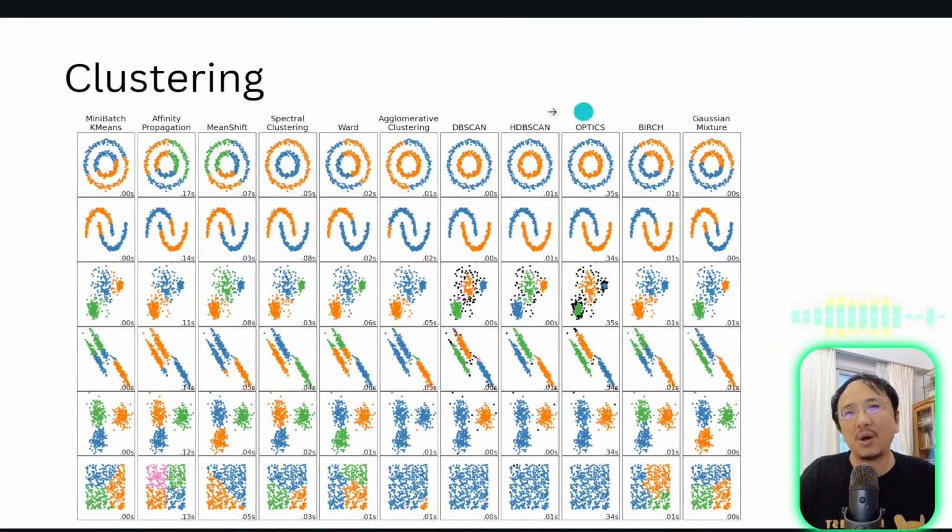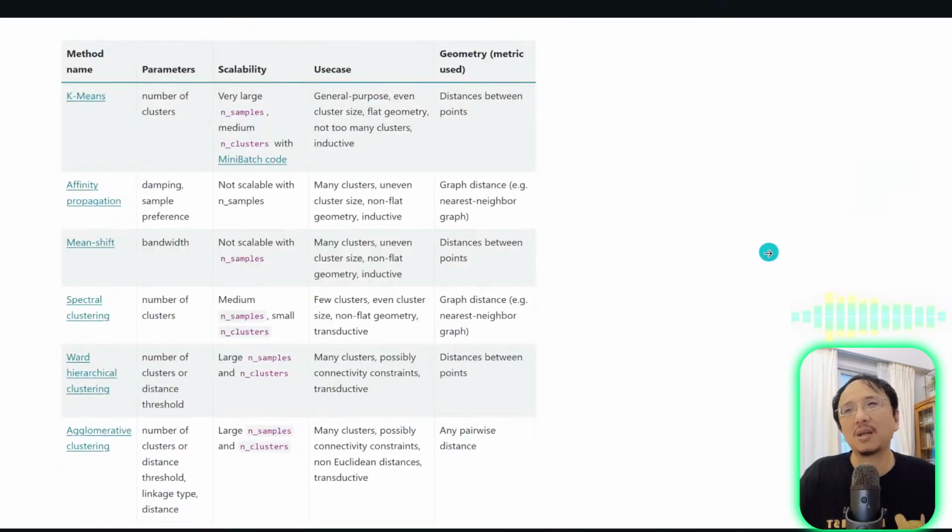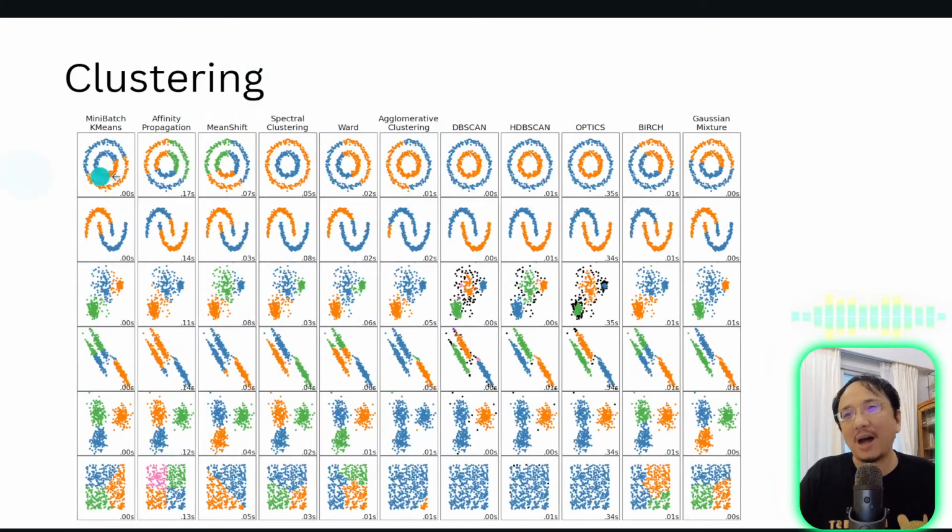So you can see all these commonly used methods. I will introduce k-means right here, but you can see that k-means is the most commonly used, or most referred to, clustering method. But there are other methods like DBSCAN, which is also very popular, and spectral clustering.